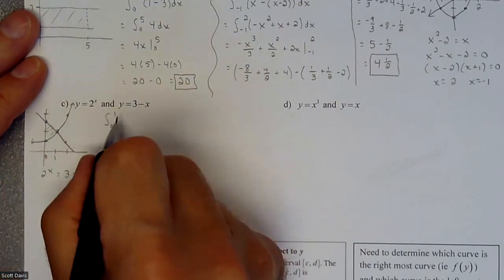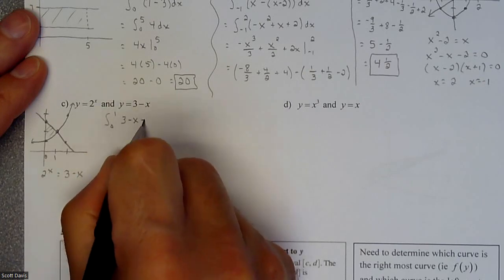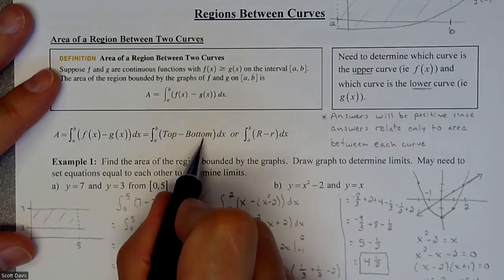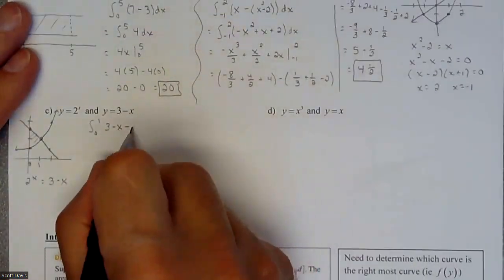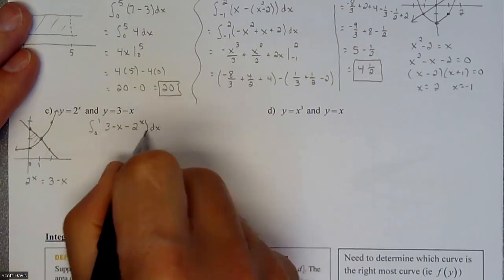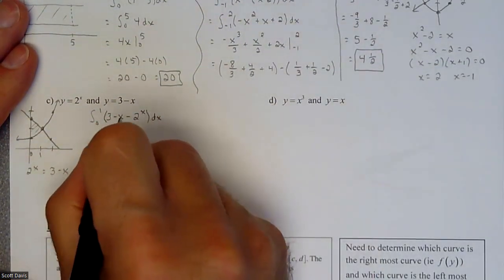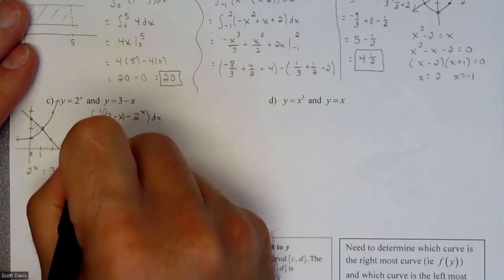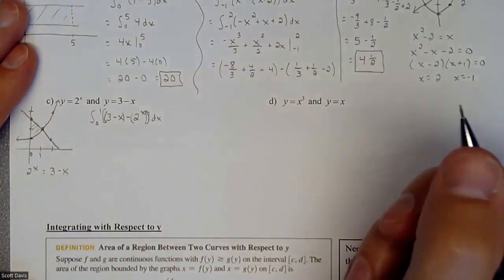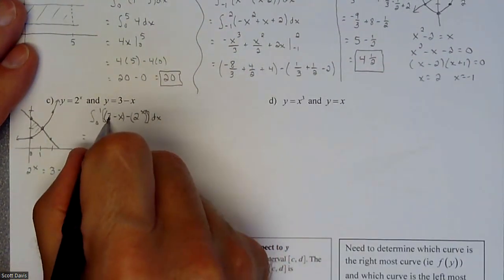Our top equation is the linear, and we will be subtracting the exponential because it's on the bottom. We're going to do the top minus the bottom. So that is our function that we're about to integrate: the top equation minus the bottom equation. There's nothing really to clean up, so we just have a 3 minus an x.